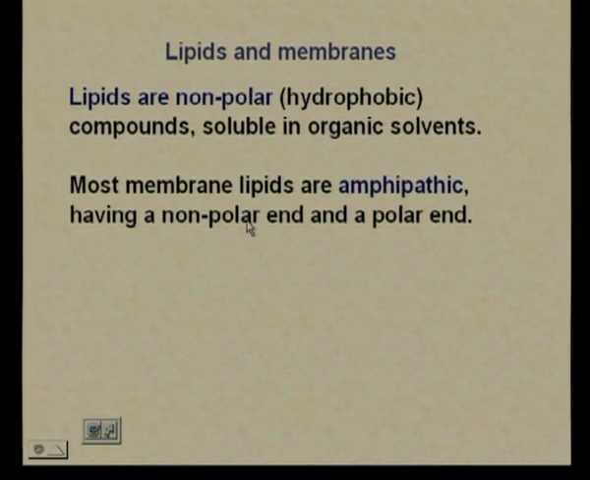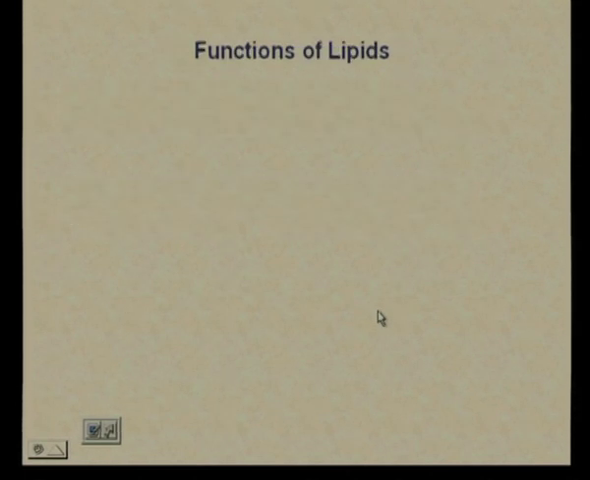Now, the membrane lipids that we talk about are what are called amphipathic in nature. What do we mean by amphipathic? It means that it has a non-polar end and a polar end. The non-polar end arises due to definite chemical moieties, definite groups, and the polar end again arises due to some other groups that are present.